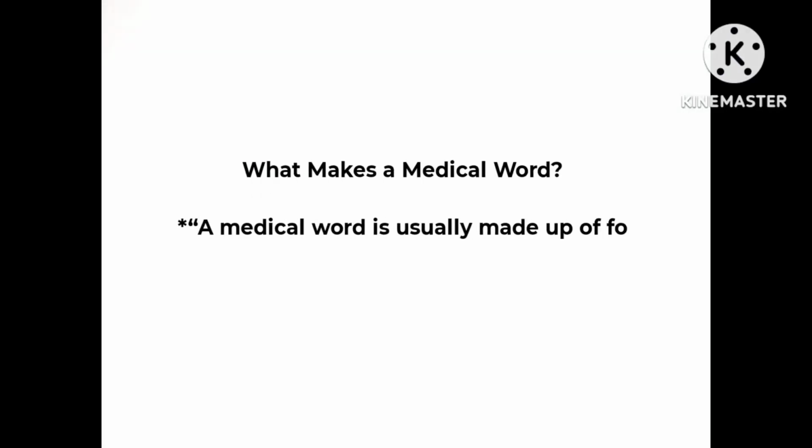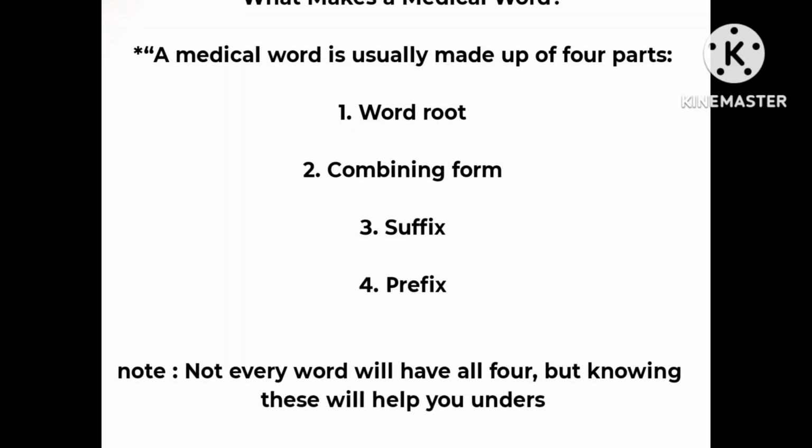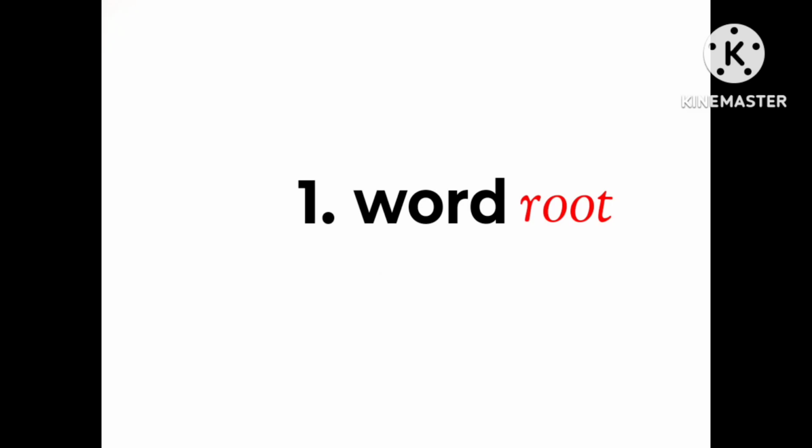First, we'll learn what is a medical word. A medical word is usually made up of four parts: word root, combining form, suffix, prefix. Now we'll study about the first element, word root. By seeing this word only we can understand the meaning of this word.